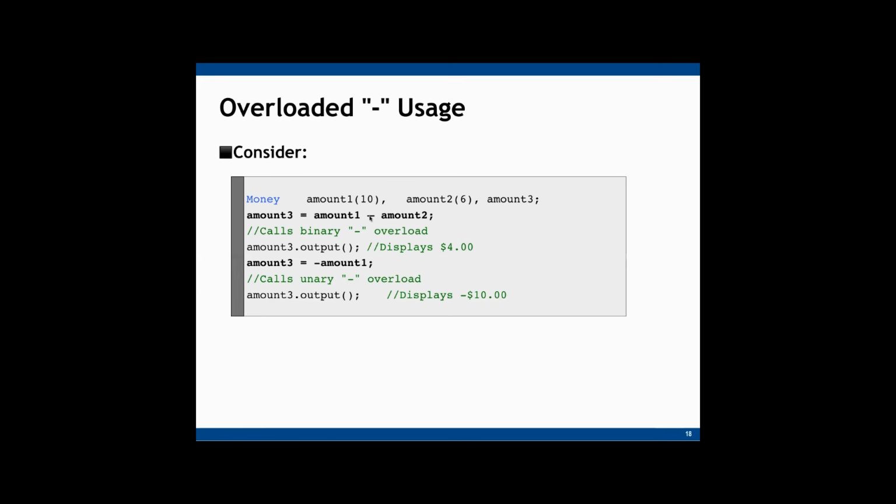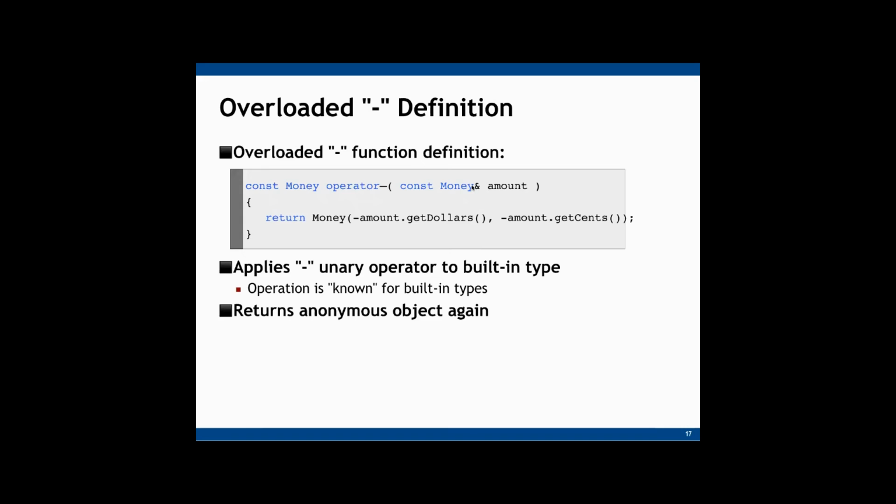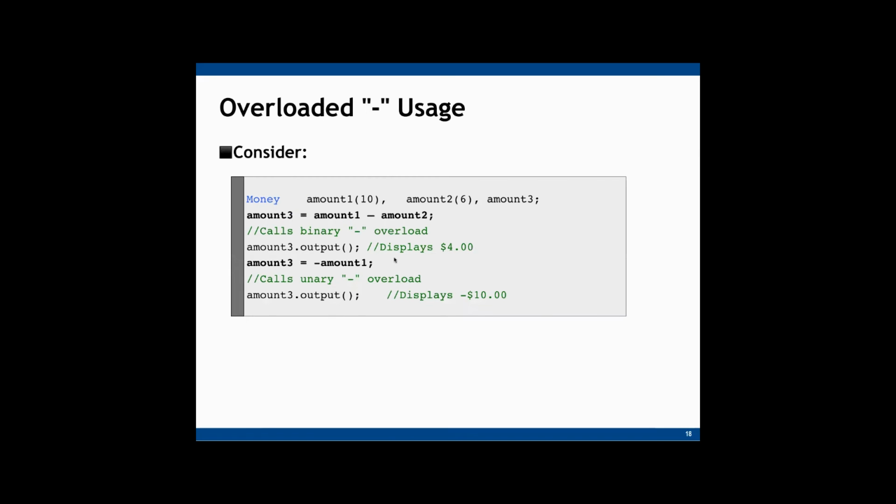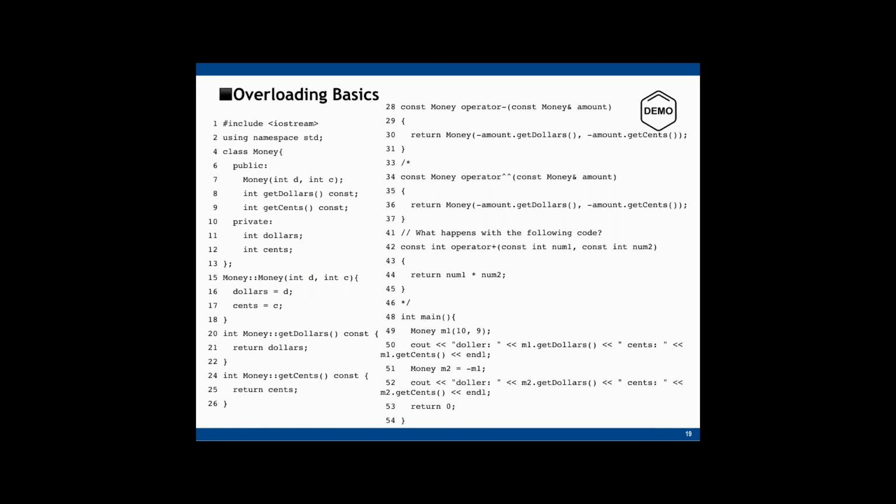The overloaded minus operator will receive two arguments, amount 1 and amount 2. And as we saw in the previous slides, the overloaded operator for the negation operator will receive one argument because it's a unary operator. So this one receives only one argument. They are two different operators. Okay, so let's look at the demo code for overloading operators.